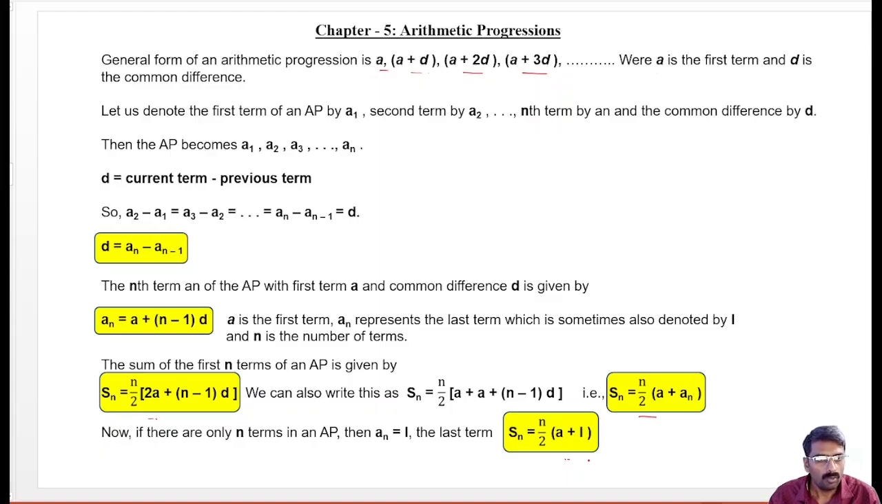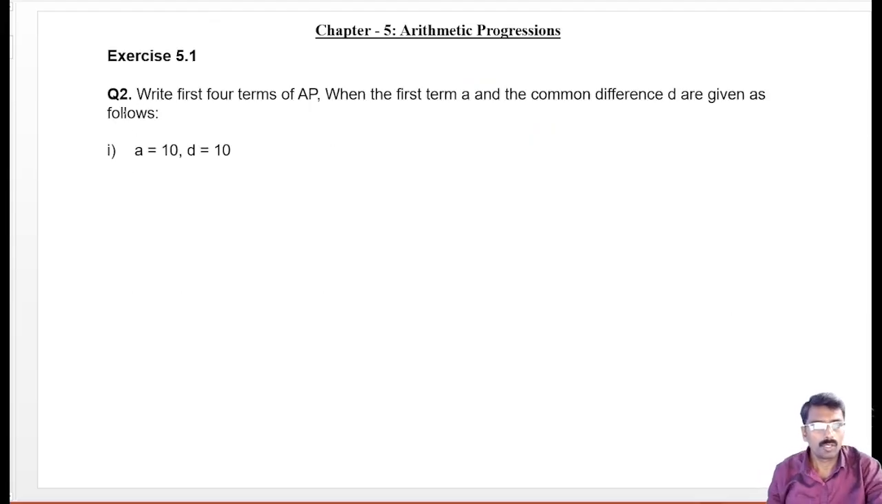Now we would continue with the exercise problems. We'll go to second question. Write the first 4 terms of an AP. So we need to write the first 4 terms of an AP when the first term a and the common difference d are given. First term a and d are given as the following. So first sub question, we have the first term as a and the common difference as d. a is equals to 10 and d is equals to 10.